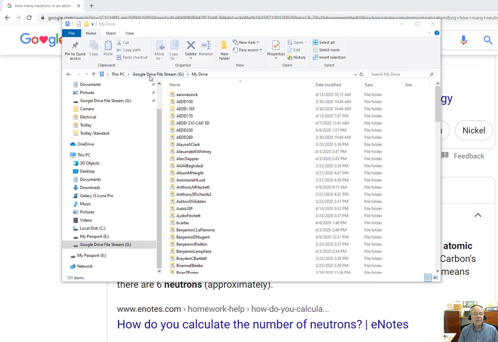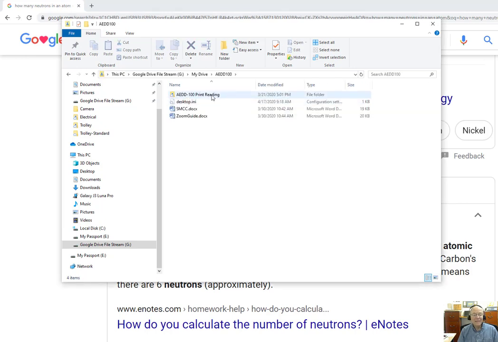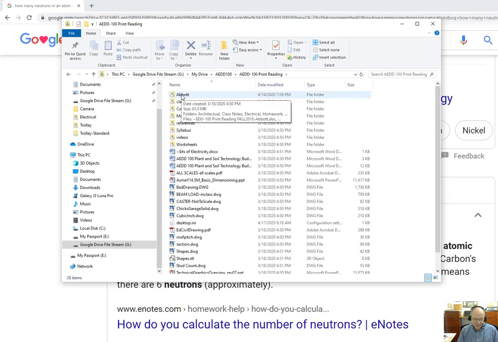First, you need to know that you go to the Google Drive, and on Google Drive there is a folder that you all have a link to that is our common AEDD 100 folder. Open that up. Inside is another folder called AEDD 100 print reading. Open that up, go to the Abbott folder, which is where I'm putting all files that I'll be using for the rest of the semester.